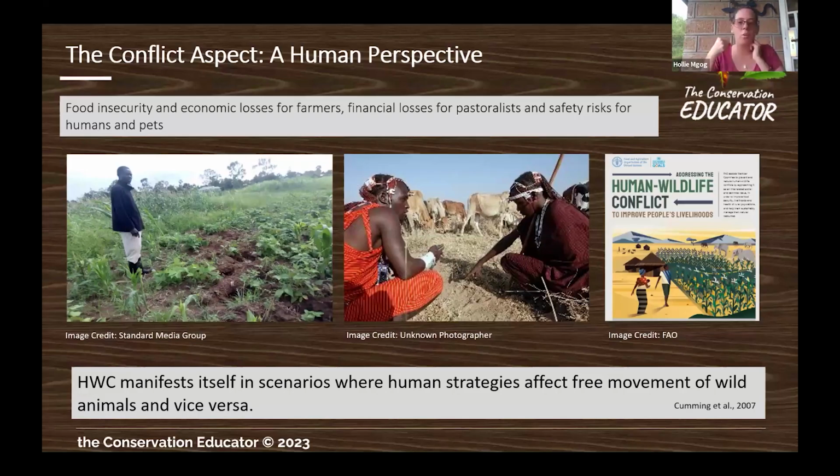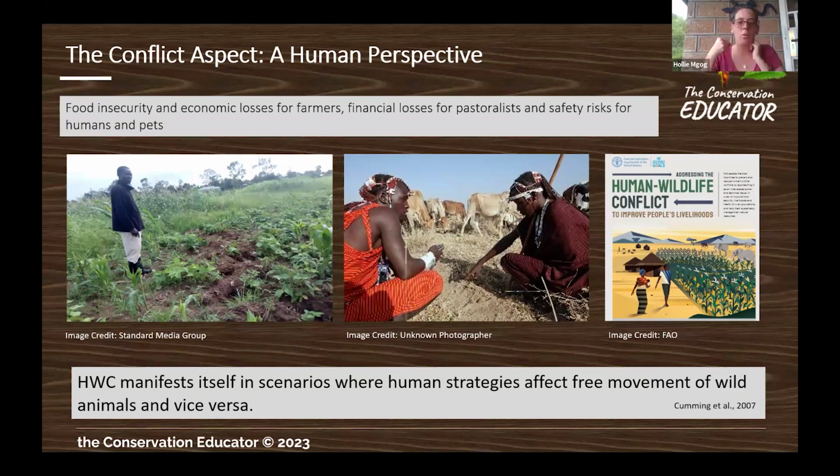So the human perspective is basically that there's food insecurity. You take my crop, I don't have food. You kill my livestock, I'm suffering economic loss. I don't have the money to send my kids to school because I would have sold that goat to be able to get the money to pay for my husband or wife's medical care or child to school or anything like that. So these financial losses are big, but there's safety risks, like I spoke about, and that's really important.